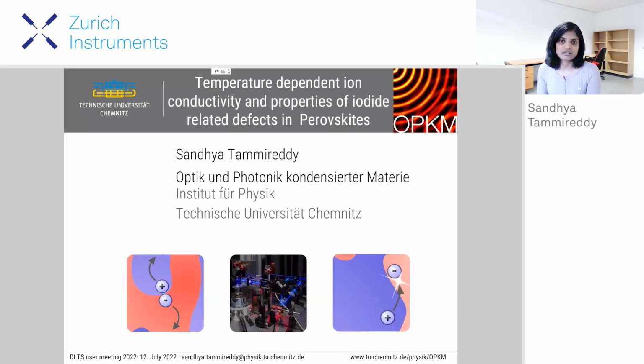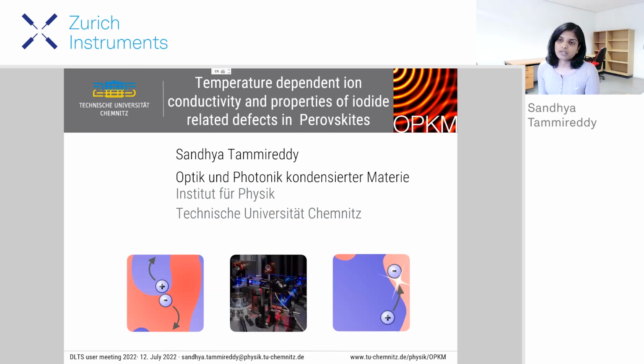Today I'd like to present our defect spectroscopy work on perovskite solar cells. Firstly, I will introduce you to the different methods that we use, impedance spectroscopy and deep level transient spectroscopy, and then what are the different modes of DLTS that would allow us to characterize defects in perovskites.